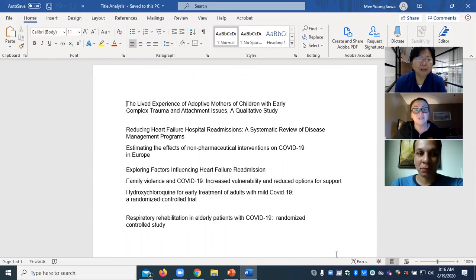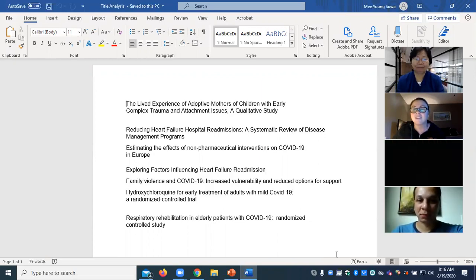Bell. Yes, can you read the third one, please? Estimating the effects of non-pharmaceutical interventions on COVID-19 in Europe. Okay, can you guess whether this is quantitative or qualitative? Is it qualitative? I think it's quantitative because it talks about effects, okay?